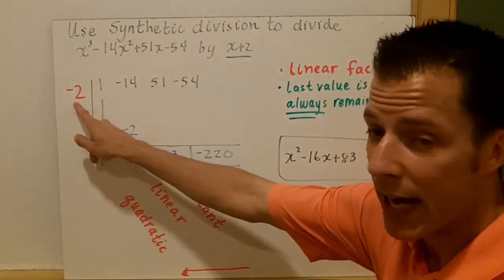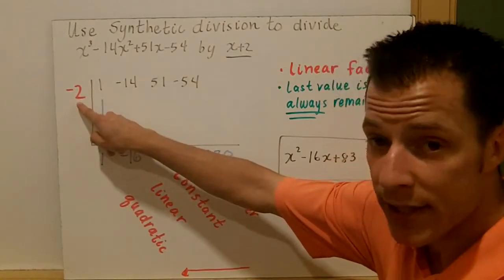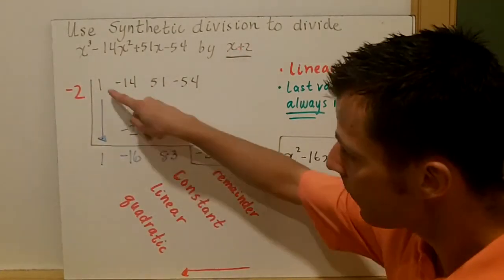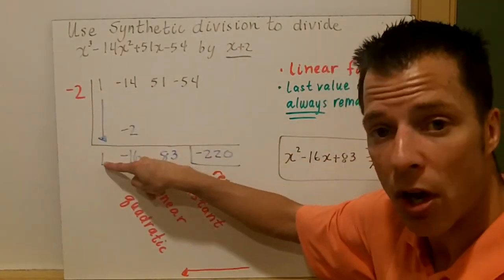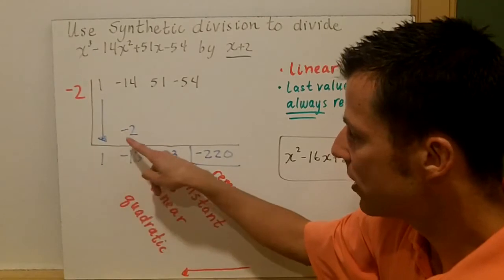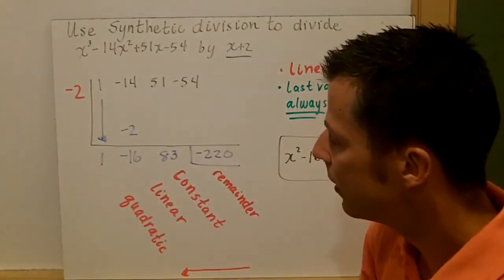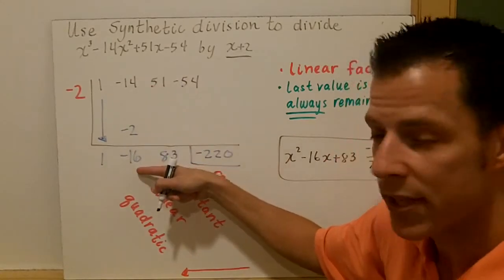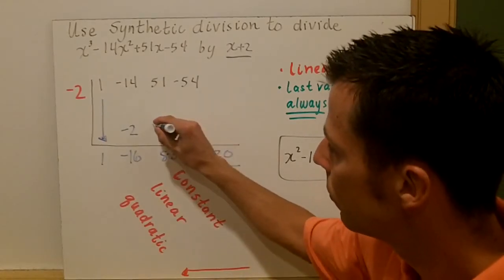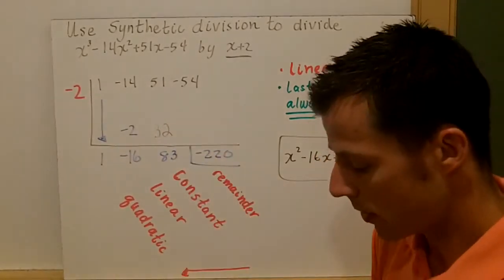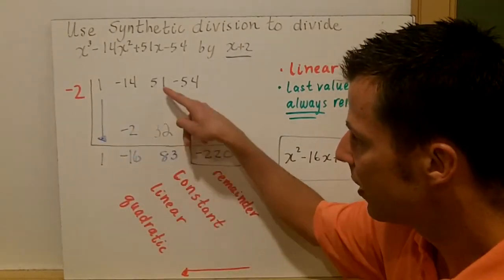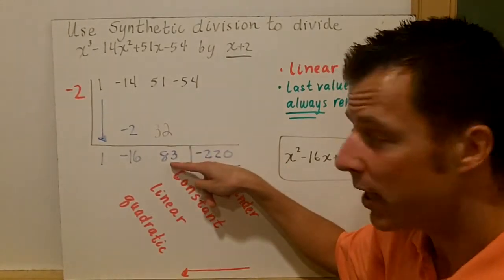So, factor is here. This is your 0. So if this is x plus 2, negative 2 goes in here. Opposite sign. The leading coefficient always comes down. Always. So we bring down the 1. Then we take negative 2 times 1, which is negative 2. Okay? Add vertically, so this is negative 16. So negative 2 times negative 16 is 32. That goes here. 51 plus 32 is 83.